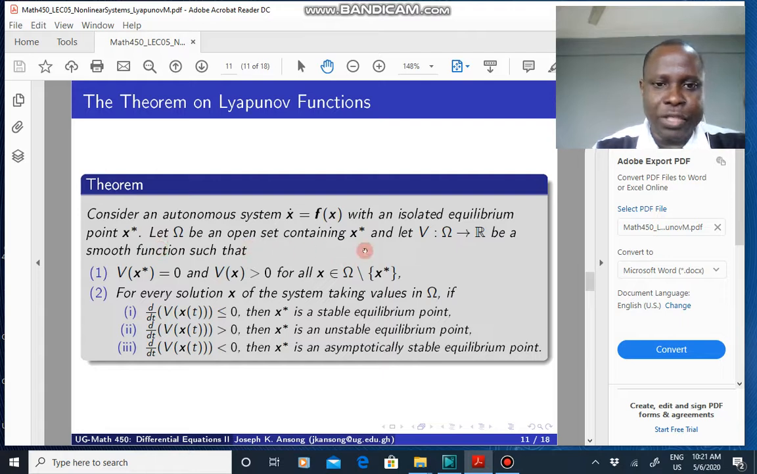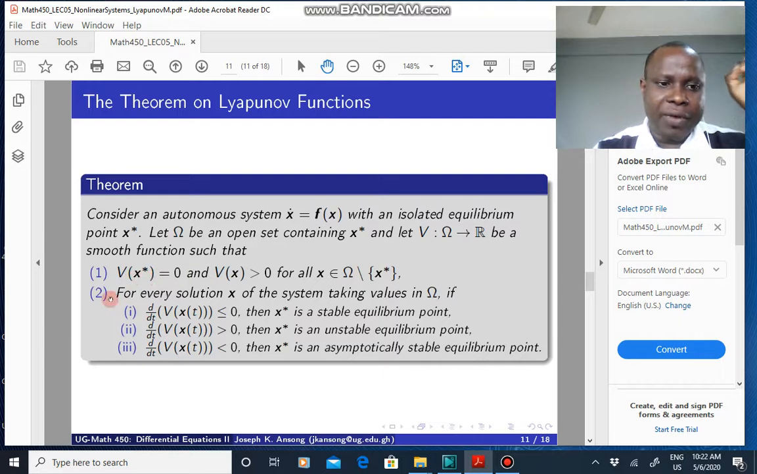Let omega be an open set containing the equilibrium point such that V is a smooth function. All right, and number one, we want V at the equilibrium point to be equal to 0. So this is important. And V has to be positive away from the equilibrium point. If x is within omega but x is not equal to x star, then V has to be positive. So when you are defining or constructing a Lyapunov function, you have to make sure these conditions are satisfied. At the equilibrium point, your Lyapunov function must be 0, and away from the equilibrium point, it has to be positive. Okay? Good. So one has to be satisfied.